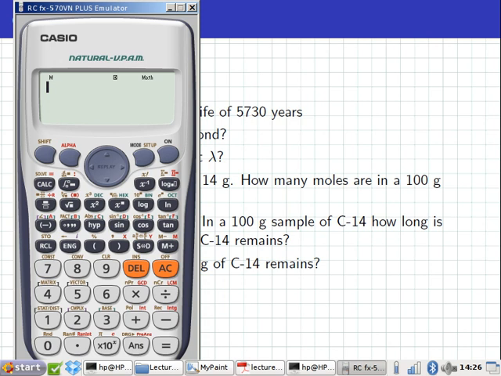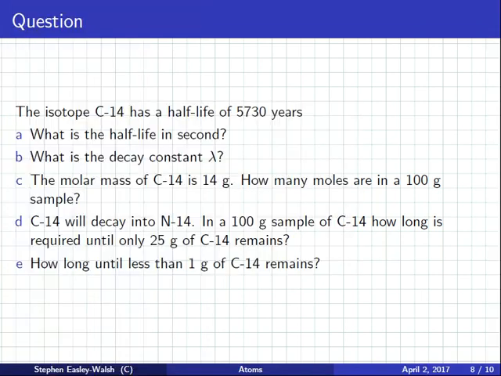Okay, so do we have the time? What is it? 5730 times 365 times 24 times 3600. Right, this is how many seconds? We don't need 365.25. I'm only asking you for the half-life, and this is the half-life.